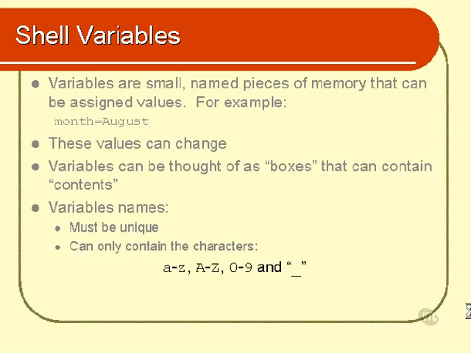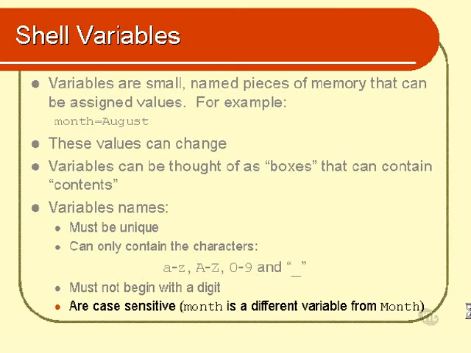As far as the contents are concerned, that's a completely different story. You can put just about anything into the box, if you like, but the label on the front of the box must be made of just the following characters. Furthermore, the name must not begin with a digit. It can begin with a letter, or it can begin with the underscore. Also, these names are case sensitive. If you create a variable called month, all in lowercase, and then you create a separate variable with a capital M for month, you have actually created two different variables.